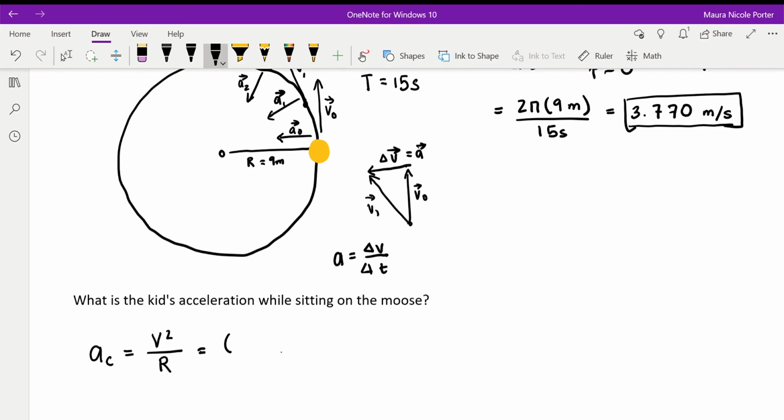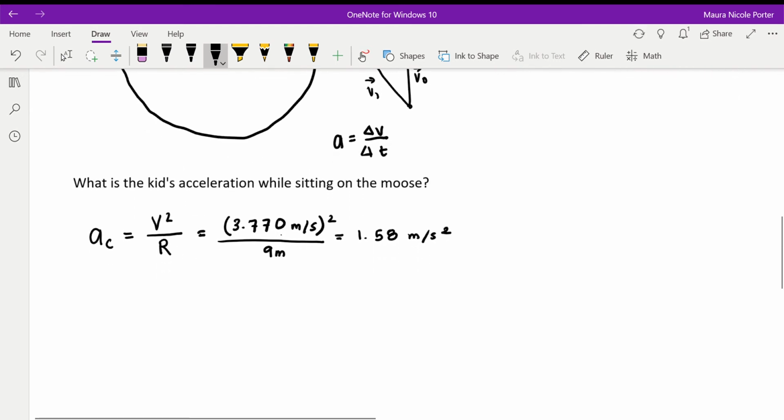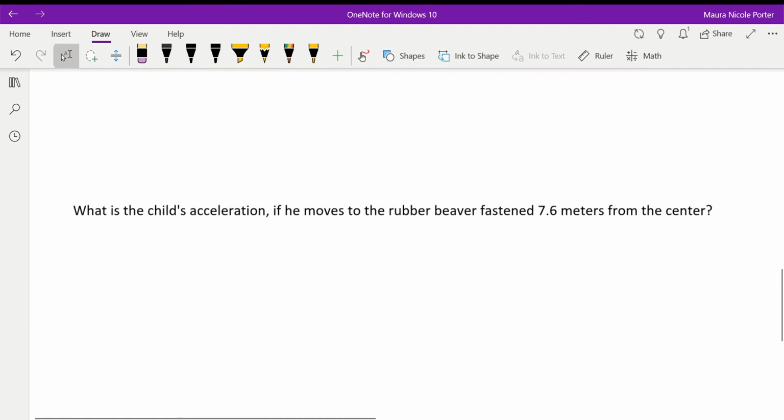We're going to have 3.770 meters per second squared all over 9 meters. And this is going to give us a value of 1.58 meters per second squared. And that's our acceleration for part 2.